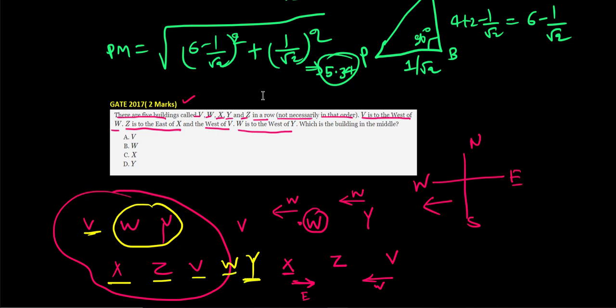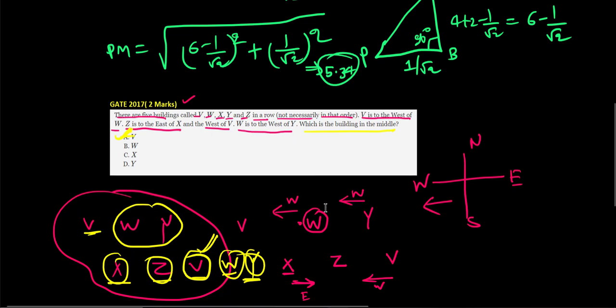Now the question is which is the building in the middle. So the middle building is V. You can see X and Z and then W and V. So the middle is V. So the answer would again be A. So these are the two questions which were asked for 2 marks. And this is the concept whenever you are given that this particular thing is west of this, north of this, you have to draw these pictures in this way. Okay. So thank you.